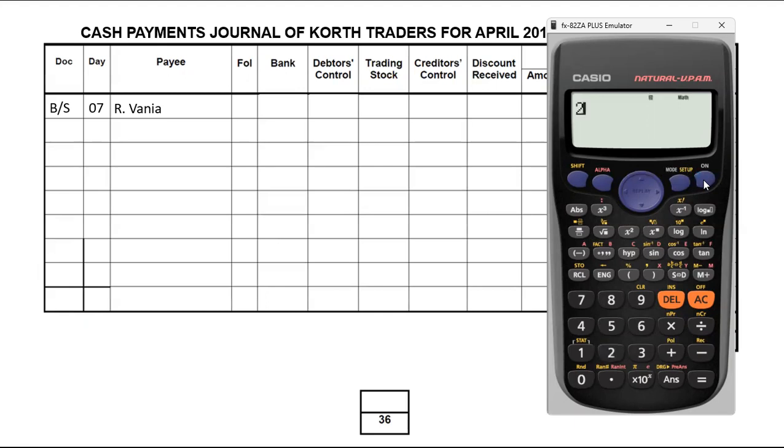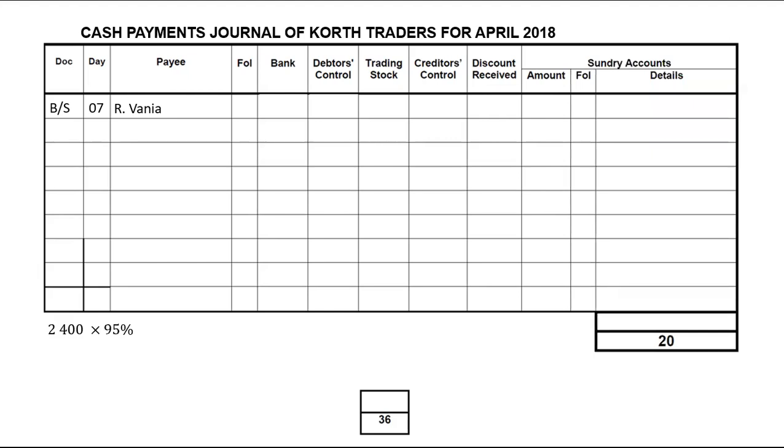All right. So I'm going to take 2,400 and multiply it by 0.95, which is 95%. And that will give me 2,280. All right. 2,280 will be recorded under bank, and it will also be recorded under trading stock or merchandise. Okay. I know students now, or the youth nowadays, call it a merch. Merch in this case relates to merchandise or trading stock. All right.